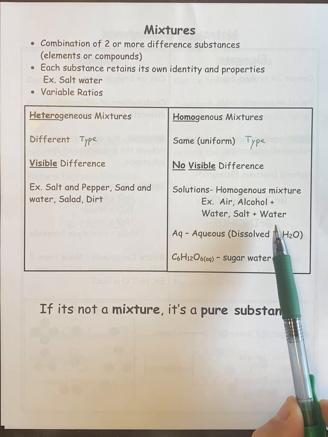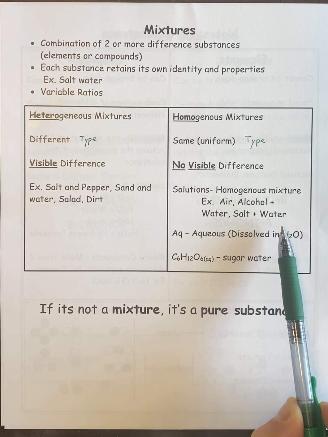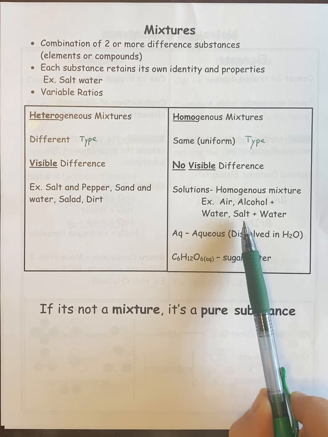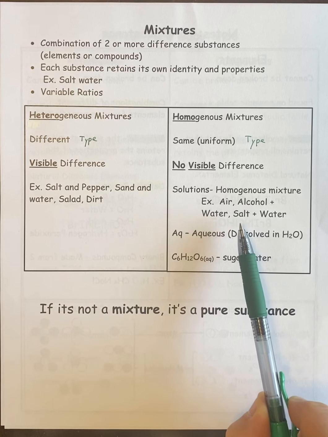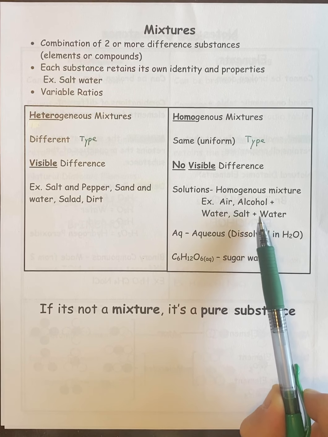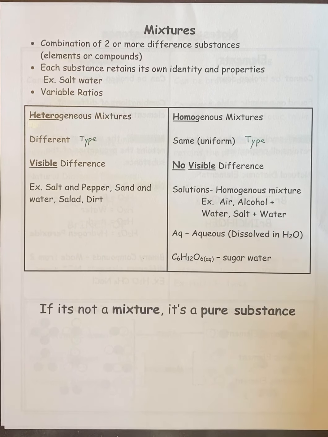Salt plus water is a homogeneous mixture as well. Took me a second there. Salt water is a homogeneous mixture. So now the thing about salt water, and this is why I paused, and we have to be a little bit careful here, is we are talking about salt water that is fully dissolved.